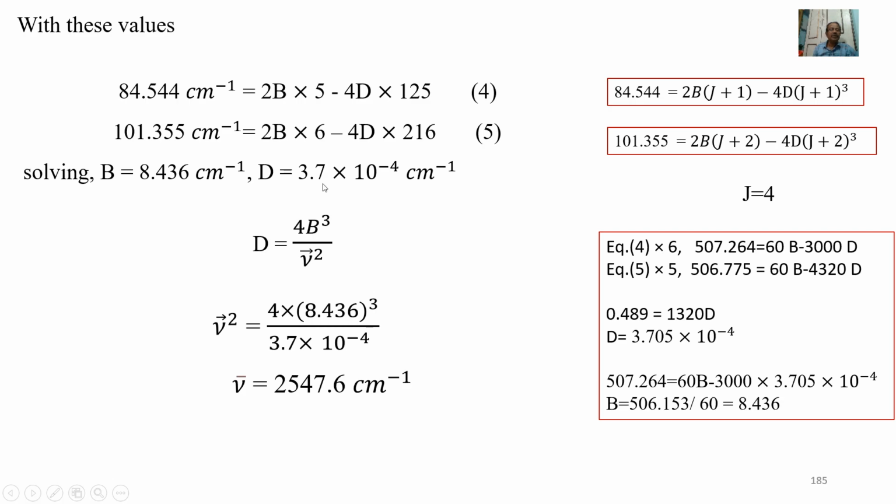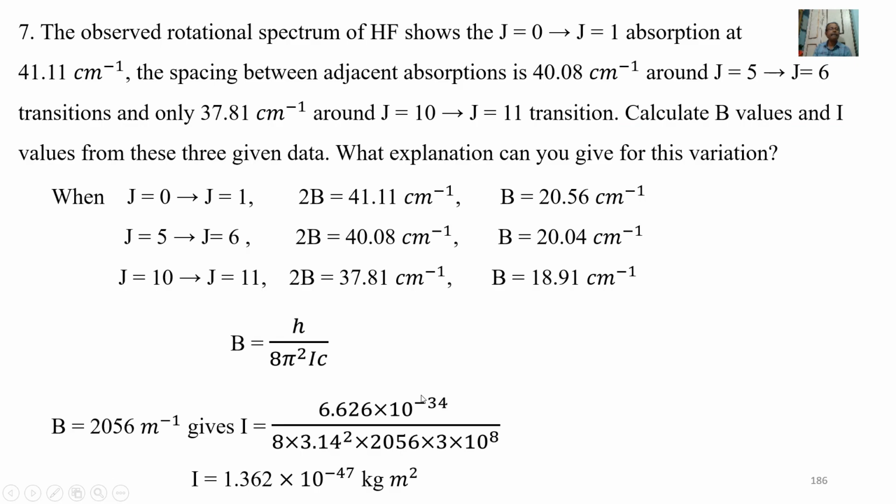We want to find nu bar, the frequency, then use this relation: d equals 4b cubed divided by nu bar squared. So nu bar squared equals this one, and simplifying we will have nu bar equal to 2547.6 per centimeter. We'll go to the next problem.